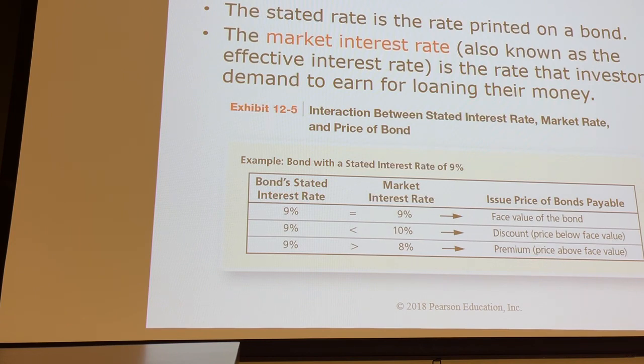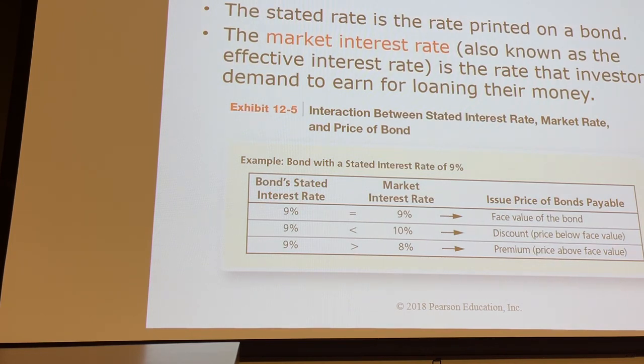Now, there's another interest rate that comes into play besides the stated rate, and that's the market interest rate. That's the rate that investors demand to earn for loaning their money. Another way of thinking of the market interest rate is that it's the rate that you could earn on competitive bond issues from other companies. If you look at the bond market as a whole, what other bonds tend to be yielding if they're of similar quality and for similar maturity dates.